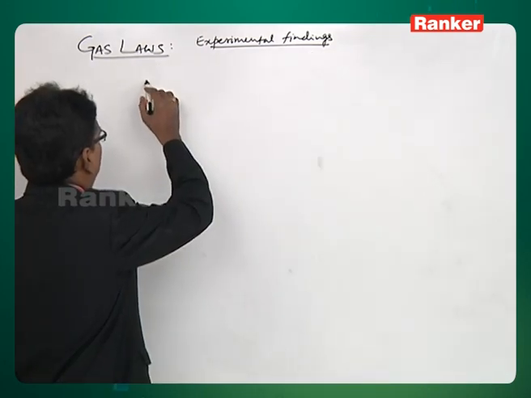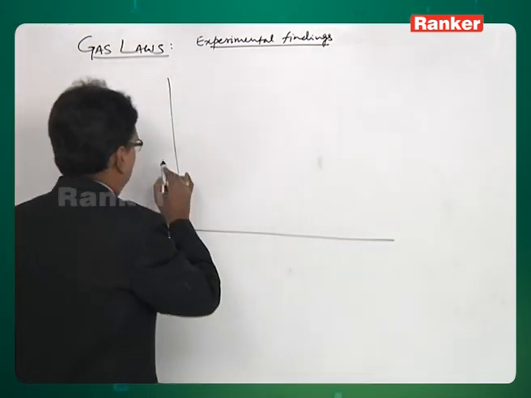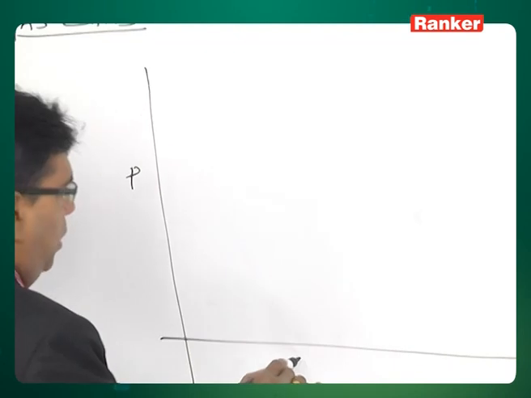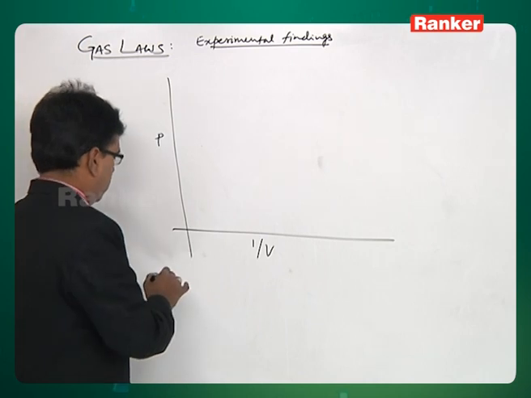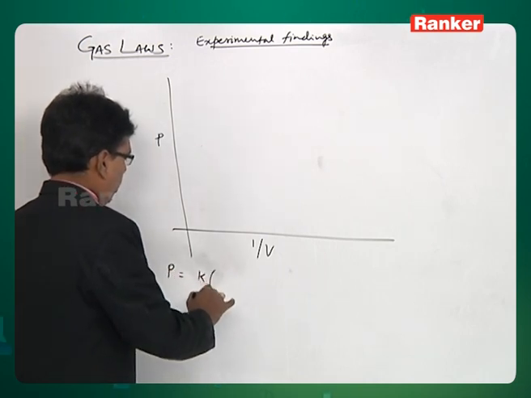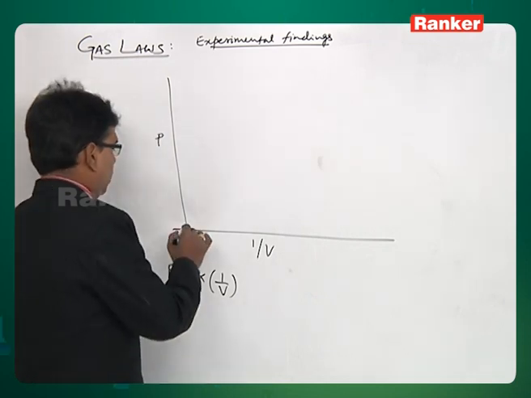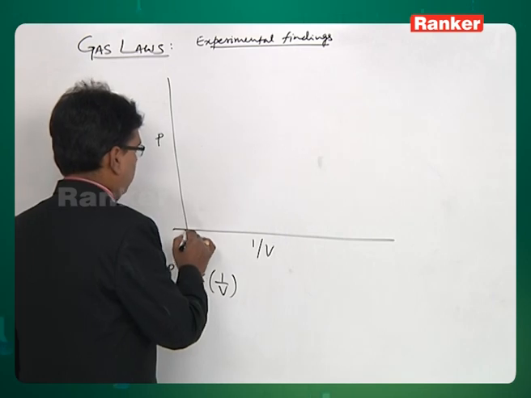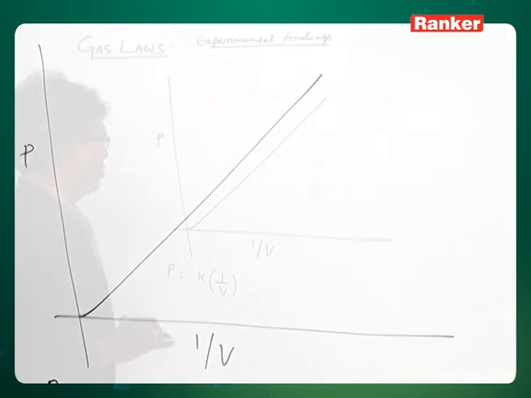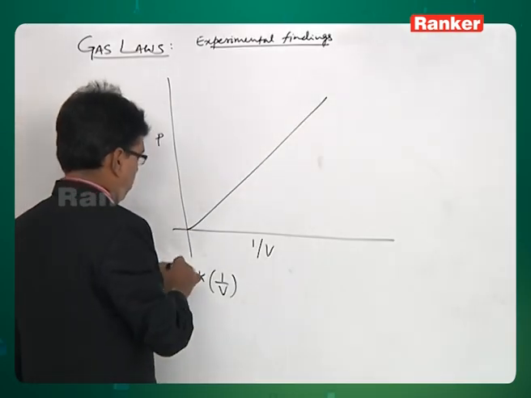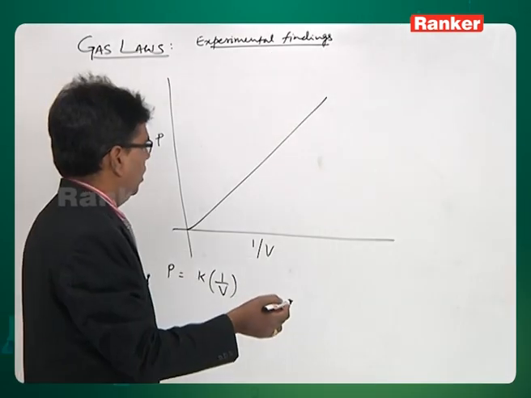Then another graph for Boyle's law is P versus 1 by V, because P is equal to K into 1 by V. So, when you draw P versus 1 by V, the graph that we will get is a straight line passing through the origin. It is y is equal to mx. So, this is another graph besides the other two graphs that we have seen.